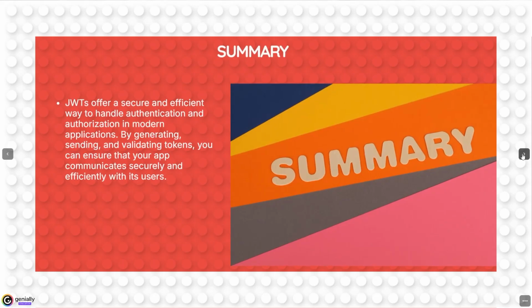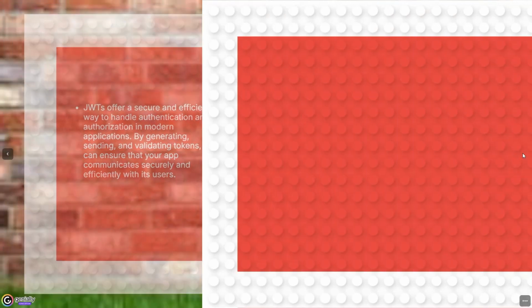JWT offers a secure and efficient way to handle authentication and authorization in modern applications. By generating, sending, and validating tokens, you can ensure that your app communicates securely and efficiently with its users.